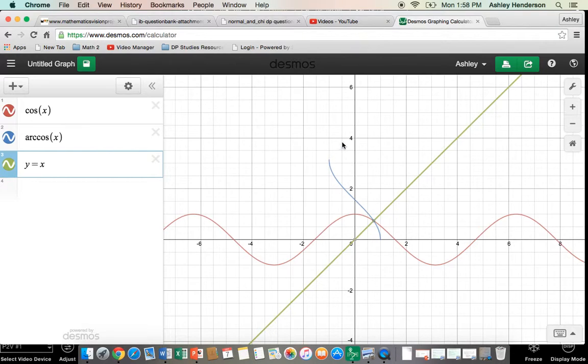This could keep going, but that would not be a function at that point. So remember, restrict the domain to where it's always decreasing or always increasing in order to make sure that your function has an inverse.